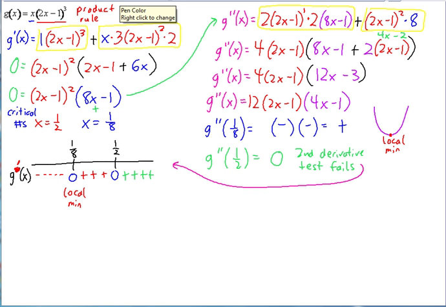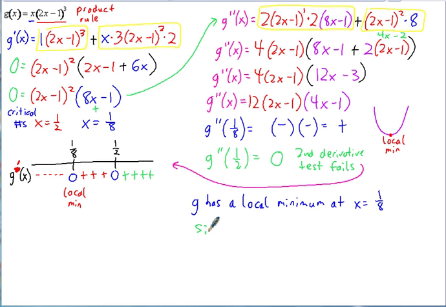So we only have a local minimum on this one, so we can say g has a local minimum at x equals 1/8, and your justification would be since g prime of 1/8 was equal to 0, that made the first derivative 0, that's how it was a critical number, and I figured out the second derivative, g double prime of 1/8 is greater than 0.